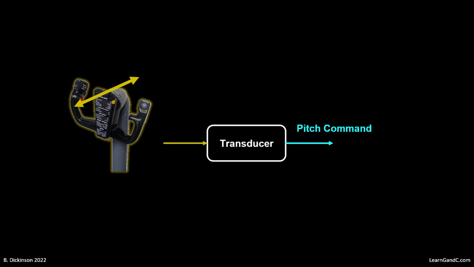When the pilot pushes and pulls on the control column, a transducer turns the mechanical motion into an electrical signal commanding aircraft pitch. More generally, the pilot manipulates the cockpit controls, which sends electrical signals to the flight controller to command a change in the aircraft state.